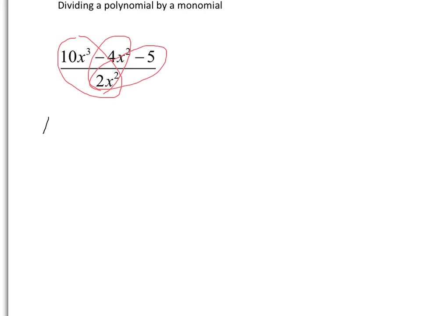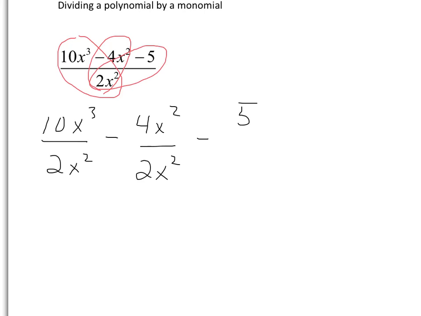I'm going to write 10x to the third divided by 2x squared. So that's my first little red circle. And then subtract, because I had a minus in front of the 4x squared, 4x squared over 2x squared. And then for my third little circle, it's subtract again, 5 over 2x squared.